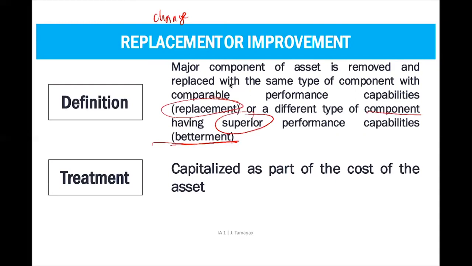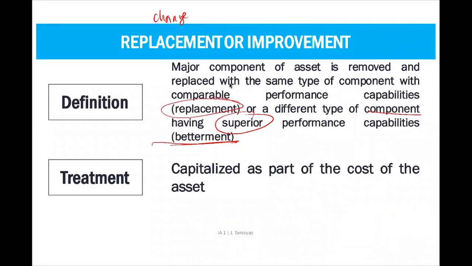So kumbaga, parang X mo lang yan. Yung X mo, kung pinalitan mo siya ng same lang doon ng X mo, replacement lang yan. Pero kung pinalitan mo siya ng mas magandang current jowa mo, improvement yan. So we must always strive for improvement or betterment. So you change your jowa with superior capabilities.